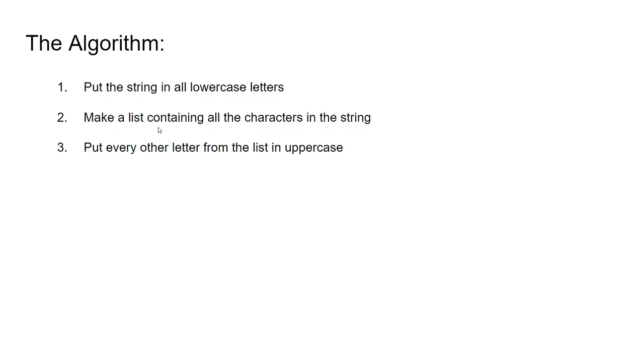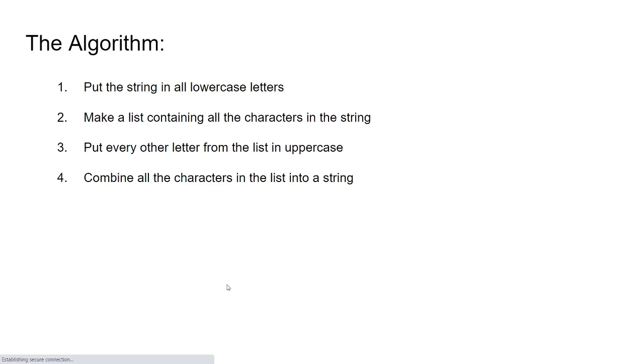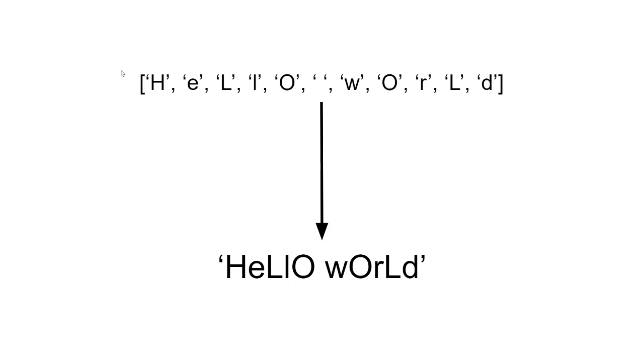Now, we put every other letter from the list in uppercase. So this list turns into this list where every other letter is uppercased. Finally, we combine all the characters in the list into a string. So this list turns into this string, and we return this string for our function. And now we're done with our algorithm. So let's go code this.